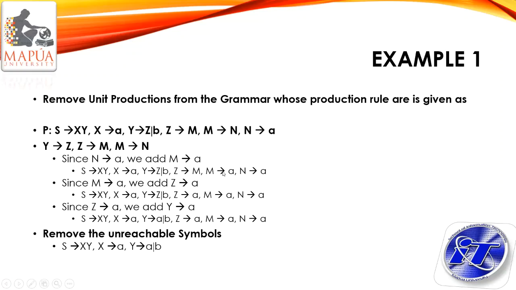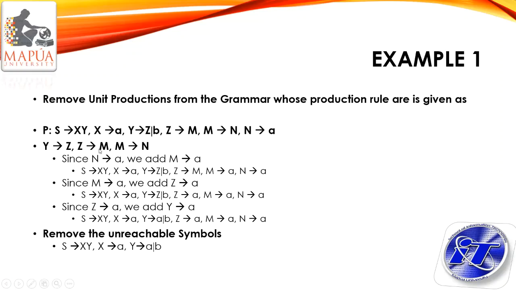Now, let's consider Z maps to M. We all know that M, based on this rule, will yield a. Therefore, we could introduce Z maps to a, since M will yield a. Since we're going to introduce Z maps to a, based on step 2, remove Z maps to M.